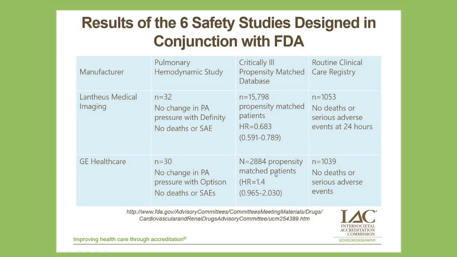The FDA was not completely satisfied with these investigator-initiated studies, however, and asked the two existing U.S. manufacturers, Lantheus Medical Imaging and GE Healthcare, to each perform 3 studies: a pulmonary hemodynamic study, a critically ill propensity-matched database study, and a routine clinical care registry. In the pulmonary hemodynamic study, about 30 patients from each manufacturer underwent a right heart catheterization. Now, half of these patients at baseline had normal PA pressures, half had elevated PA pressures. They were then administered a clinically relevant dose of an ultrasound contrast agent. There was no change in pulmonary artery pressure or pulmonary vascular resistance, no deaths, no serious adverse events.